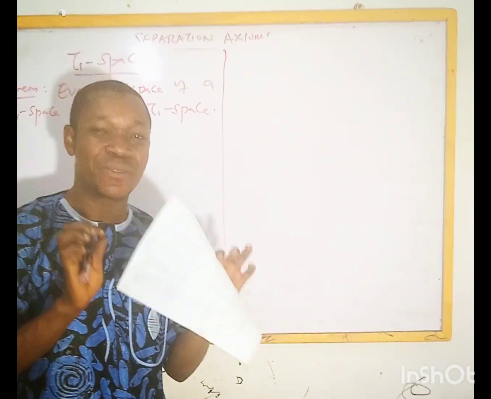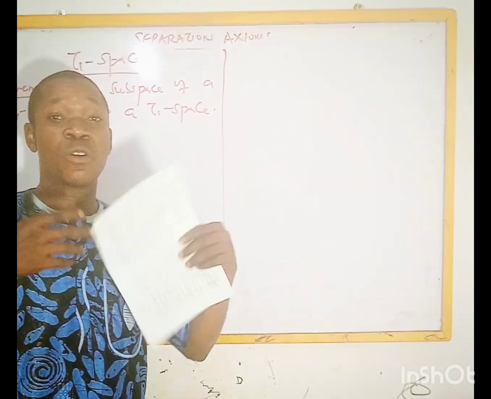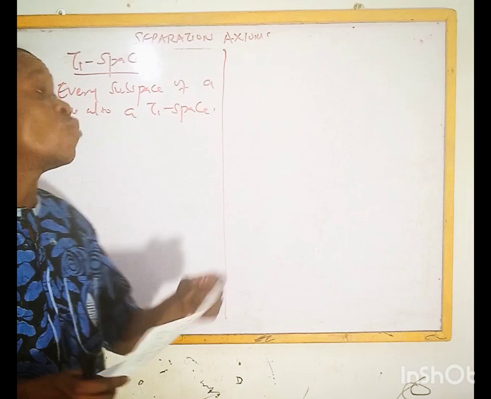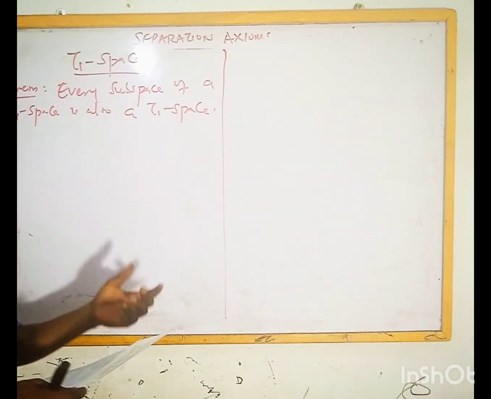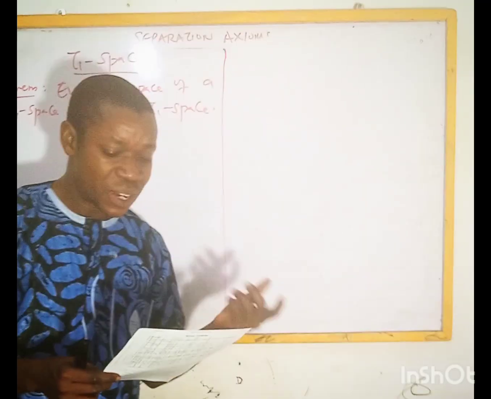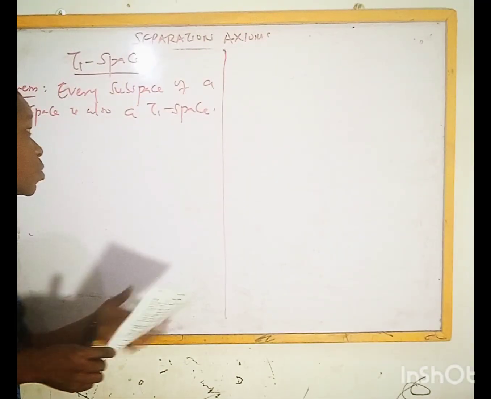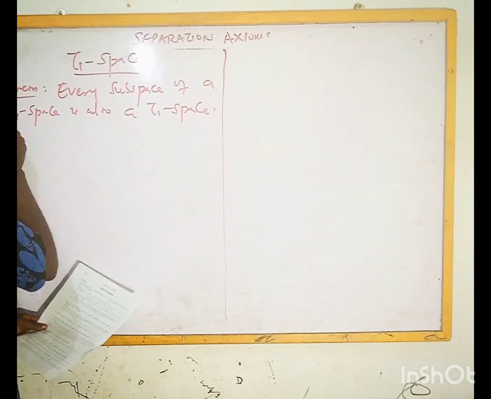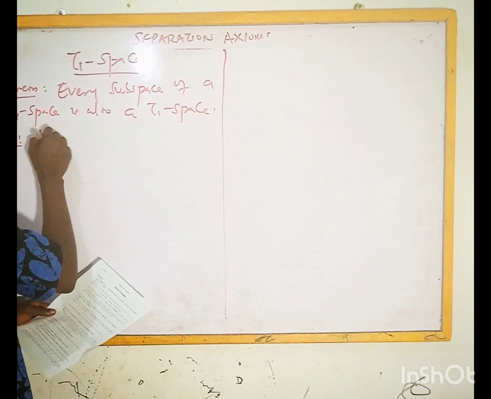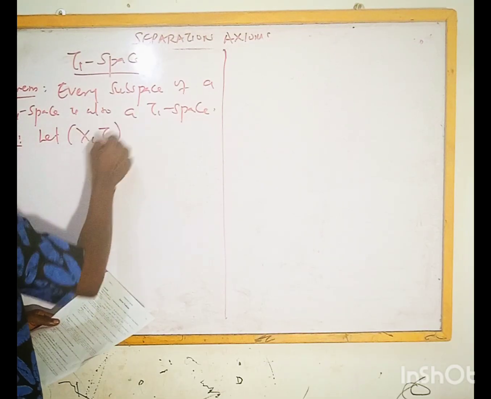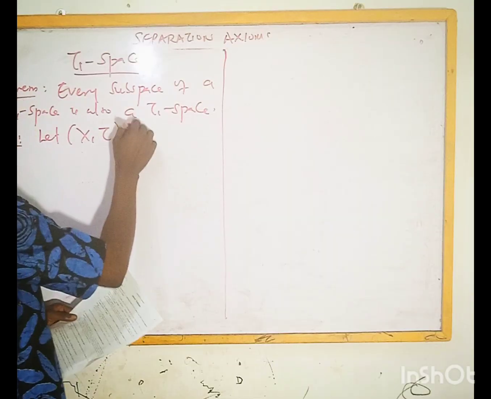So it is very simple as ABC. You can follow the same pattern with how we proved it. Every subspace of a T1 space is also a T1 space. That's very simple. Let me just prove it for you now. Now, let's look at the proof here. We say that let (X, tau) be a T1 space.